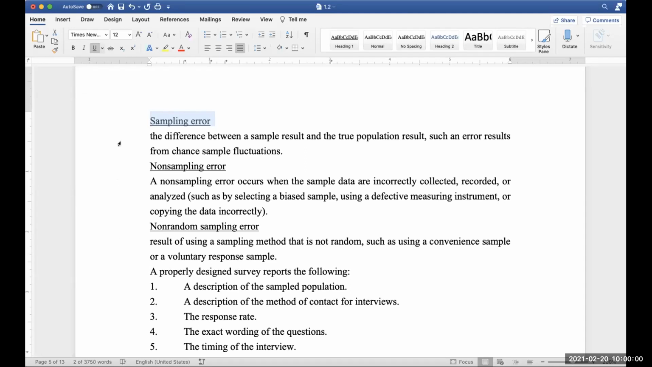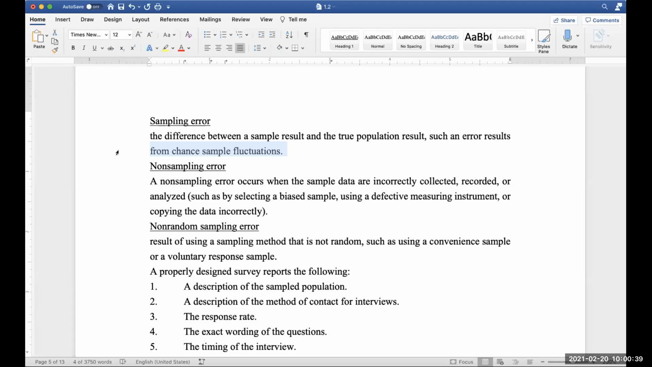Such errors result from chance sample fluctuations, and these occur naturally. If you have a population in the United States and you ask two different people, you'll probably get a different result. So there's going to be some fluctuation because you're not asking everyone, you're asking a sample.